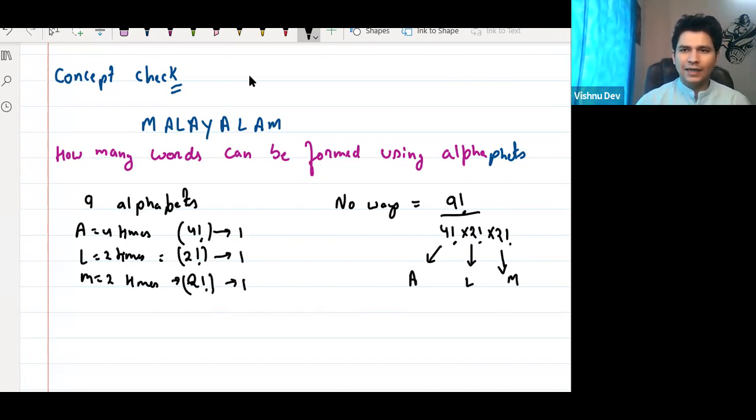I deliberately took a difficult problem, because if you understood this, you can understand easy problems also.